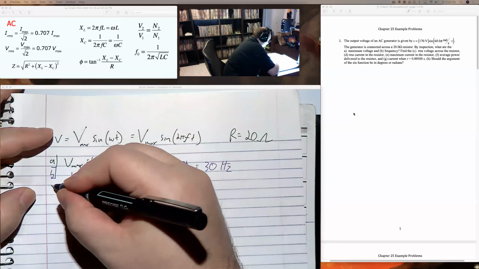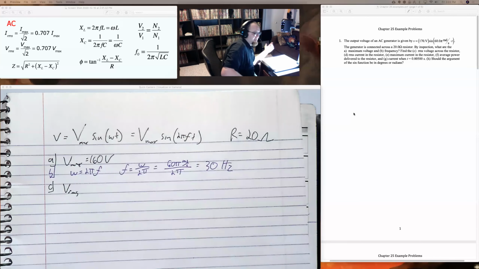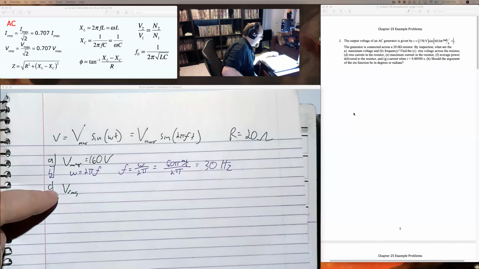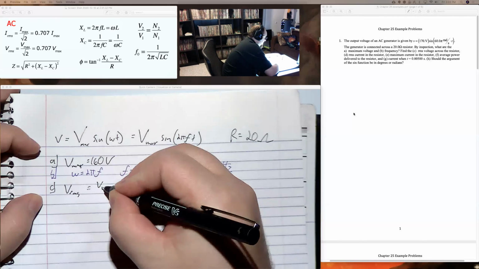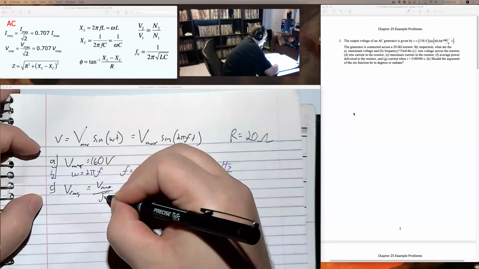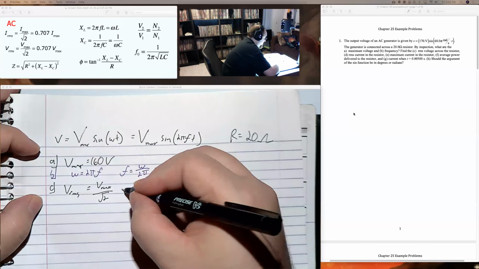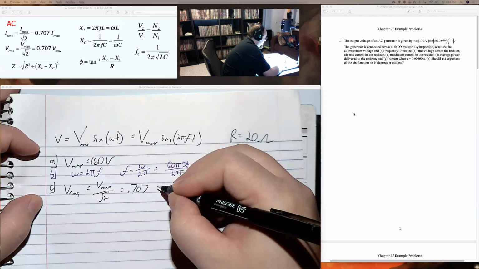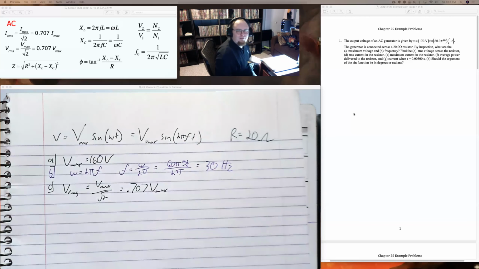C, what's the V RMS? And this is actually the first bit that you could really expect to see in an exam, because V RMS is a rather crucial thing to know. But V RMS is by definition the max divided by the square root of 2. Well, 1 divided by the square root of 2 is 0.707. So that's the same as 0.707 times V max. Square root of 2 is like 1.4 or something, and 1 divided by that, that's what it comes out to be.